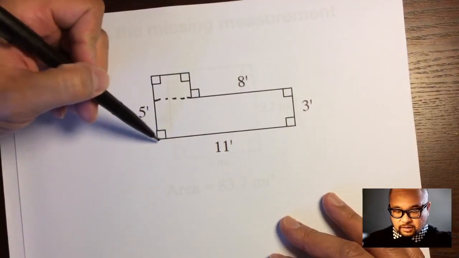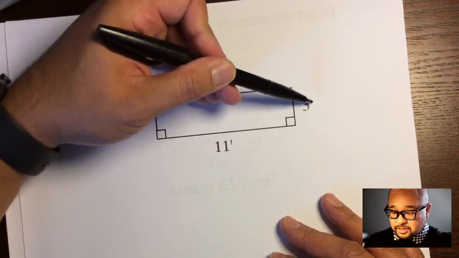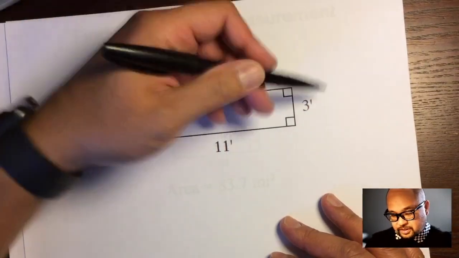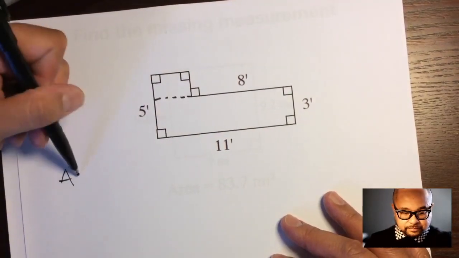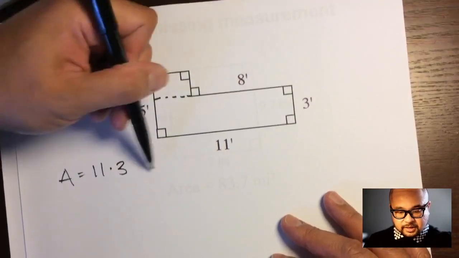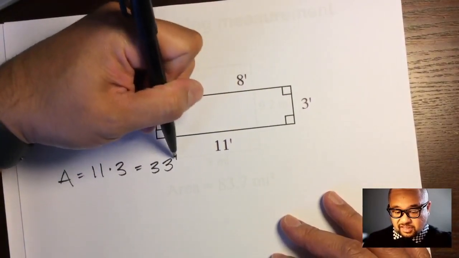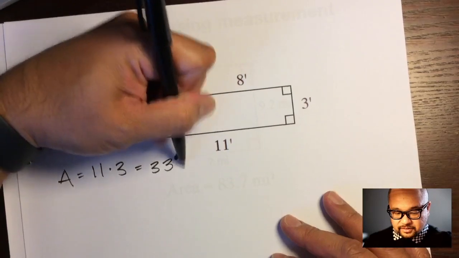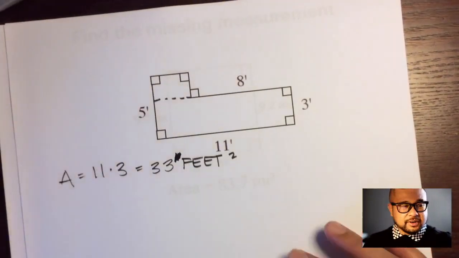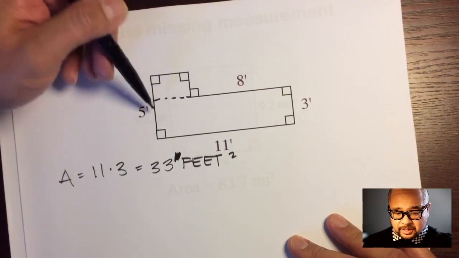Okay, our length is 11, our width is 3 feet. Okay, so when you see just the one apostrophe, that's feet. So 11 feet, 3 feet. So area, let's write 11 times 3 is equal to 33 feet squared. It looks nicer that way. Okay, 33 feet squared. And now let's find the area of this little rectangle right here.